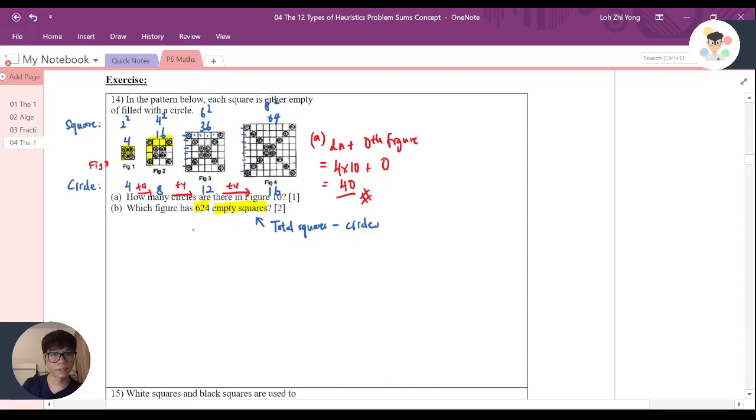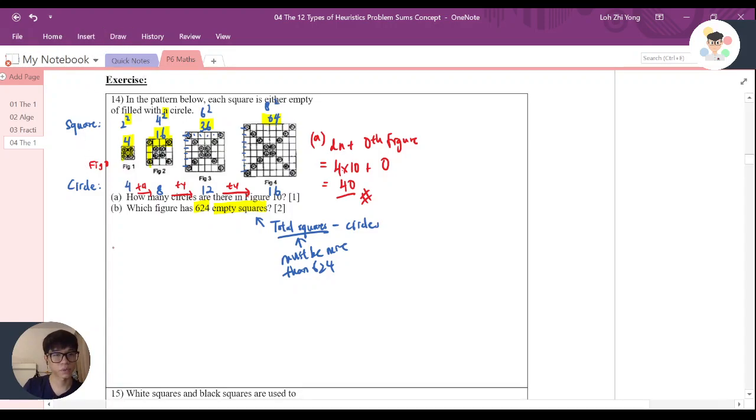Now, if it says which figure has 624 empty squares, that basically means that the total squares here must be more than 624, right? And I know that because this is square, as you can see, this is square, this is square. So the numbers that we got here are all perfect squares. So we know that the perfect square that is more than 624 will be the one we want.